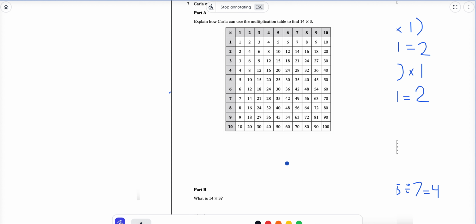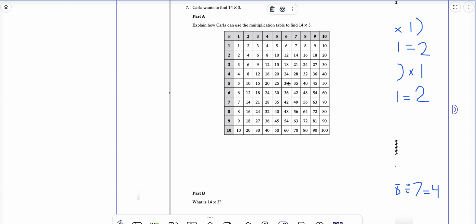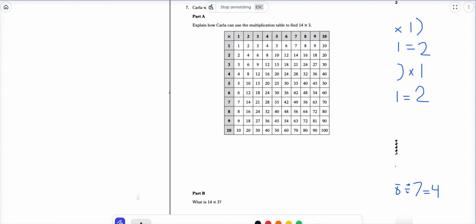Okay. All right. This one says Carla wants to find 14 times 3. How can she use this table to find 14 times 3? What can she do? What have I taught you guys about? This test has a lot of the same method. The break apart method. What number are we going to break apart, Ellie? 14. What should we break it into? 10 and 4.